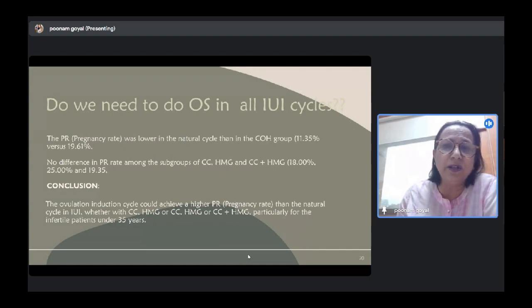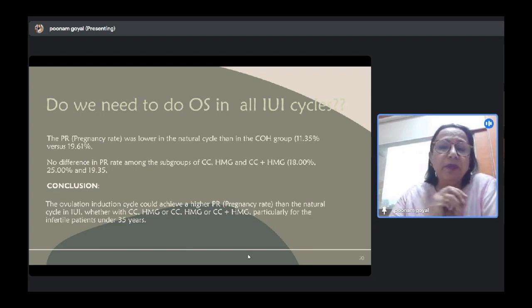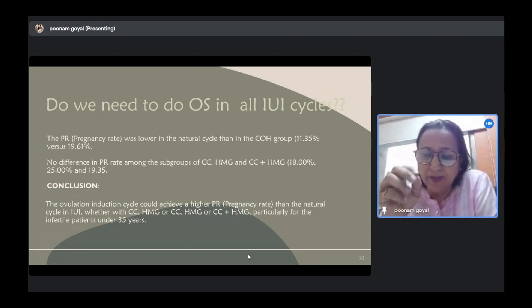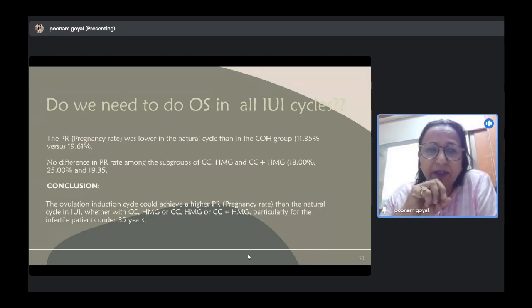Do we need to do ovarian stimulation in all IUI cycles? The pregnancy rate was lower in the natural cycle than in the controlled ovarian hyperstimulated group. There was no difference in pregnancy rate among subgroups of clomiphene citrate, HMG, or gonadotropins plus clomiphene citrate. Significant difference was not there in pregnancy rate. Then the conclusion: the ovulation induction cycle could achieve a higher pregnancy rate than the natural cycle IUI, whether you use CC, HMG, or CC plus HMG.